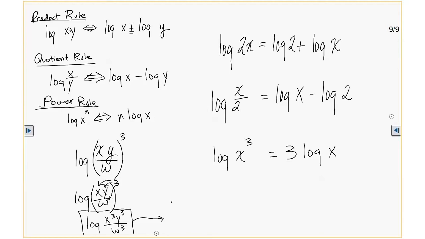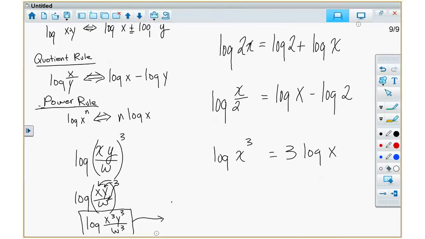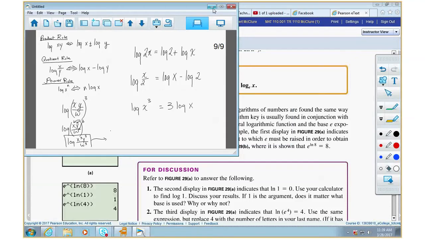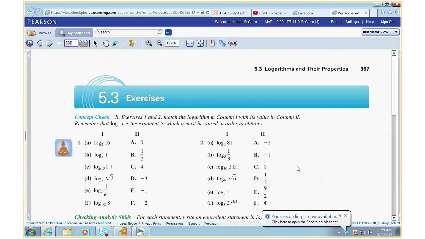So let's go to the handy dandy book and let's work some, because this is what you really need to work. What page is the homework on for this section? 67.